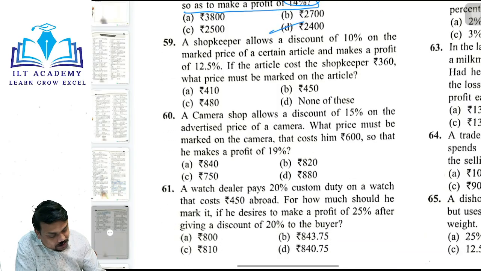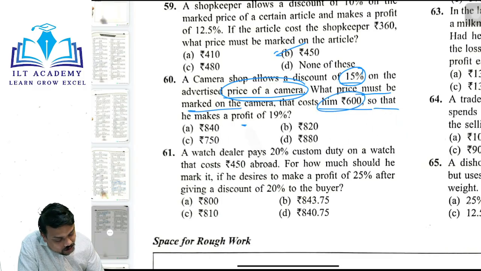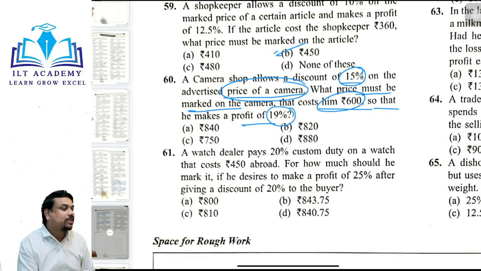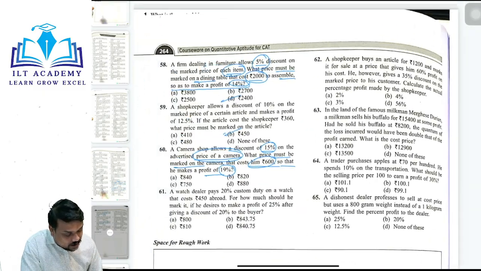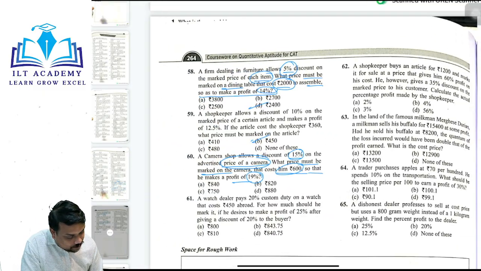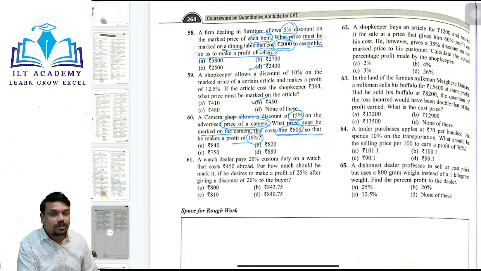Yes. 60th question देखो. A camera shop allows a discount of 15% on the advertised price of a camera. What price must be marked on the camera that cost him 600 so that he makes a profit of 19%? ये आप कर सकते हैं खुद से. Okay. Now 60, 61, 62, 63, 64, 65 you do homework. Okay. Clear? That would be enough for the class.